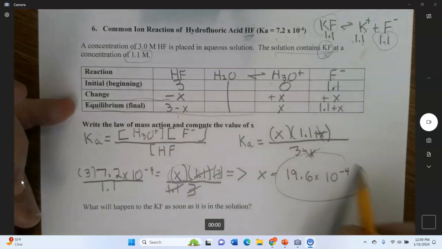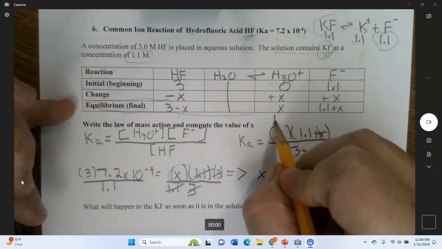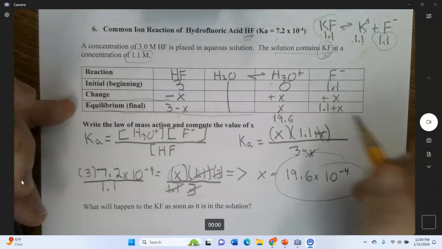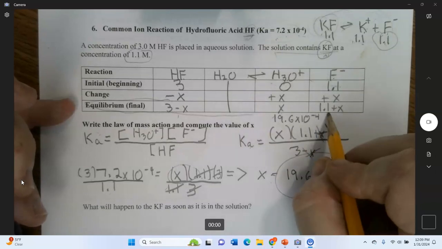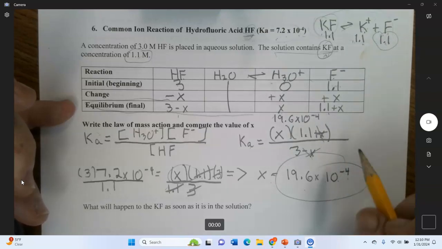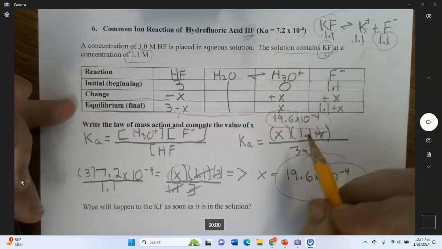Okay, so that means this number is the x right there. It's the hydronium ion concentration. There it is. I'm not going to worry about adjusting the decimal right here. You could do it. And this is 1.1 minus this number. So this is a very small number. It's really 0.00196. So 1.1 minus 0.00196 is going to be a very, very small number there. Okay, so this is your H3O.